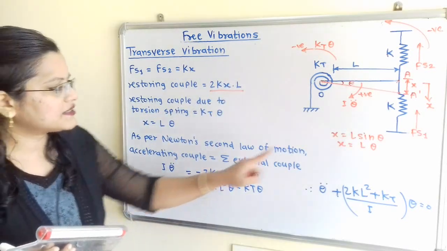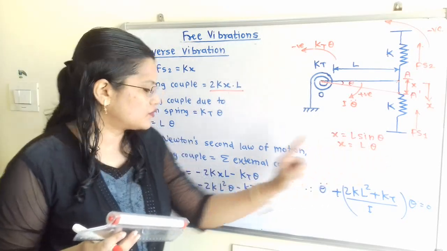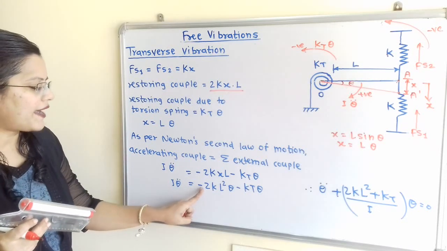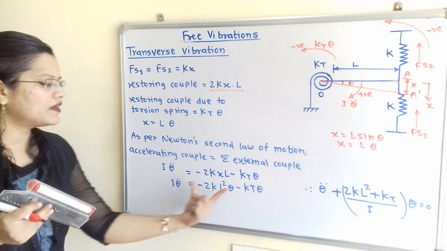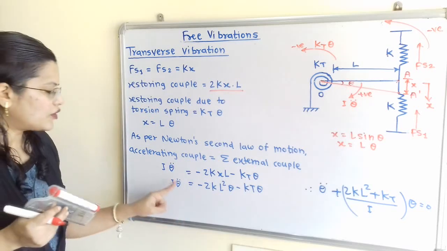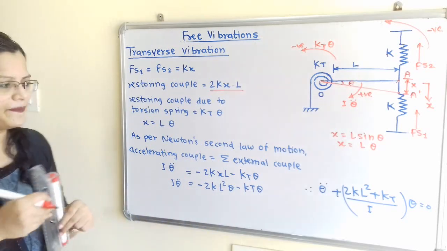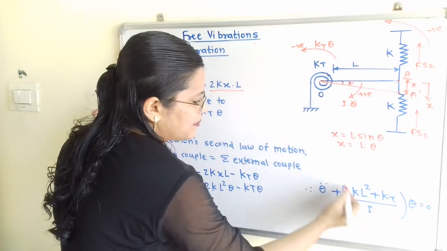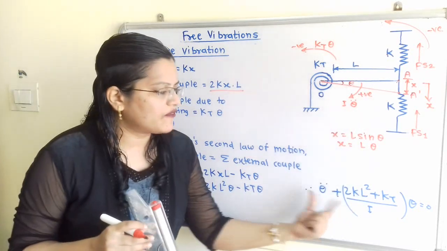Now this x is equal to L theta. So we have a relation between x and theta. We will apply it here and we can write I theta double dot is equal to minus 2kl square theta minus kt theta. Here theta is the common term and we will transfer all these terms to the left hand side. The coefficient of theta double dot is I, so we will divide the whole equation by I. So here theta double dot plus bracket 2kl square plus kt divided by I bracket complete theta is equal to 0. This is the simplified form.